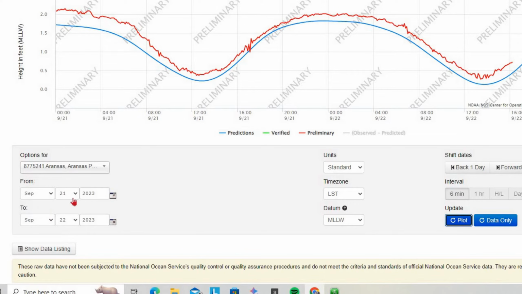Most of us take pictures, some of us make videos, and we can go back on Facebook and see when we fished a certain area, by the pictures, and take that date, and you can enter it in down here, and then you can click on plot, and that'll show you the tides on that day.